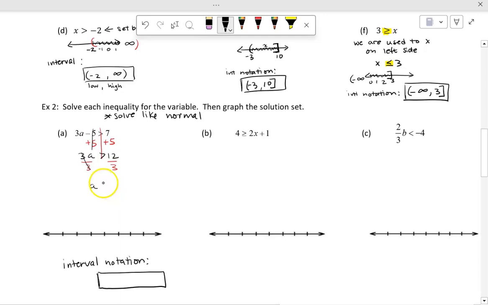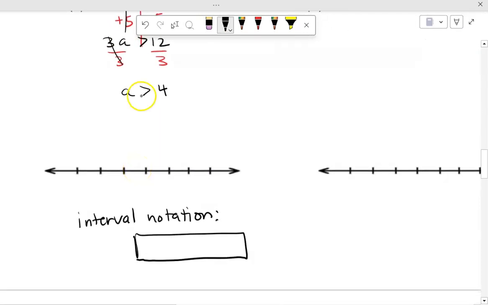A is now by itself. The sign just keeps going straight down. We don't change the sign. A is greater than 4. 12 divided by 3 is 4. And now this looks just like any of the problems we did in example 1.